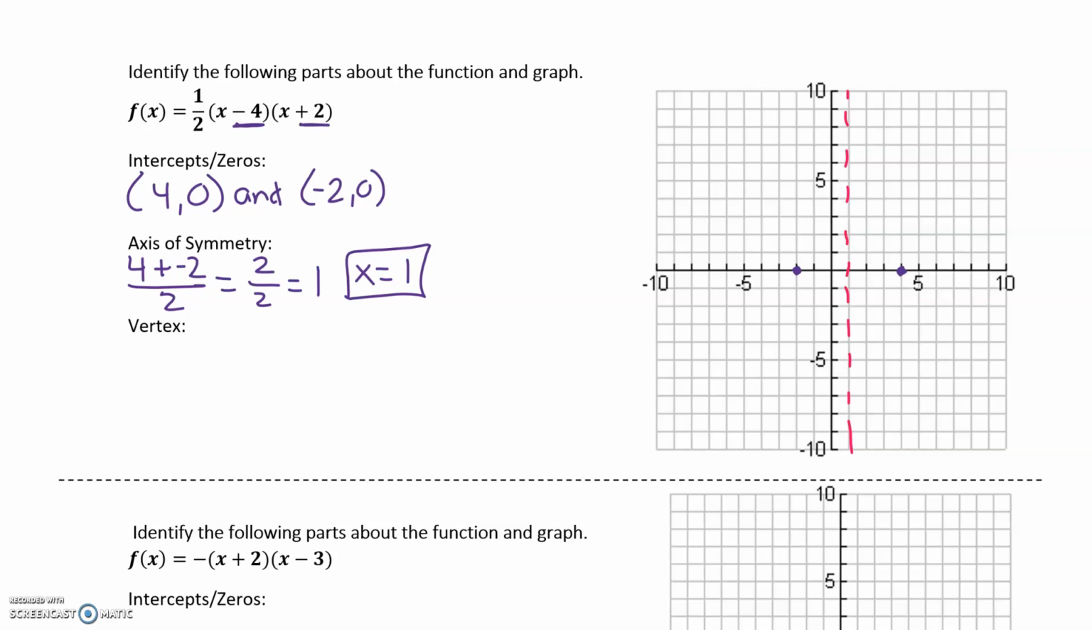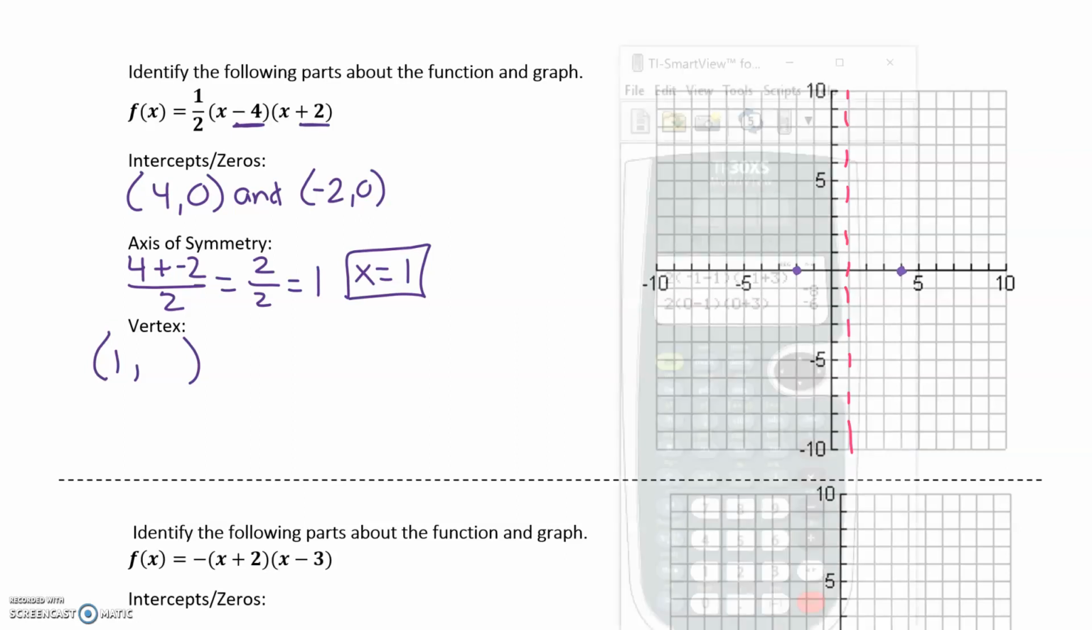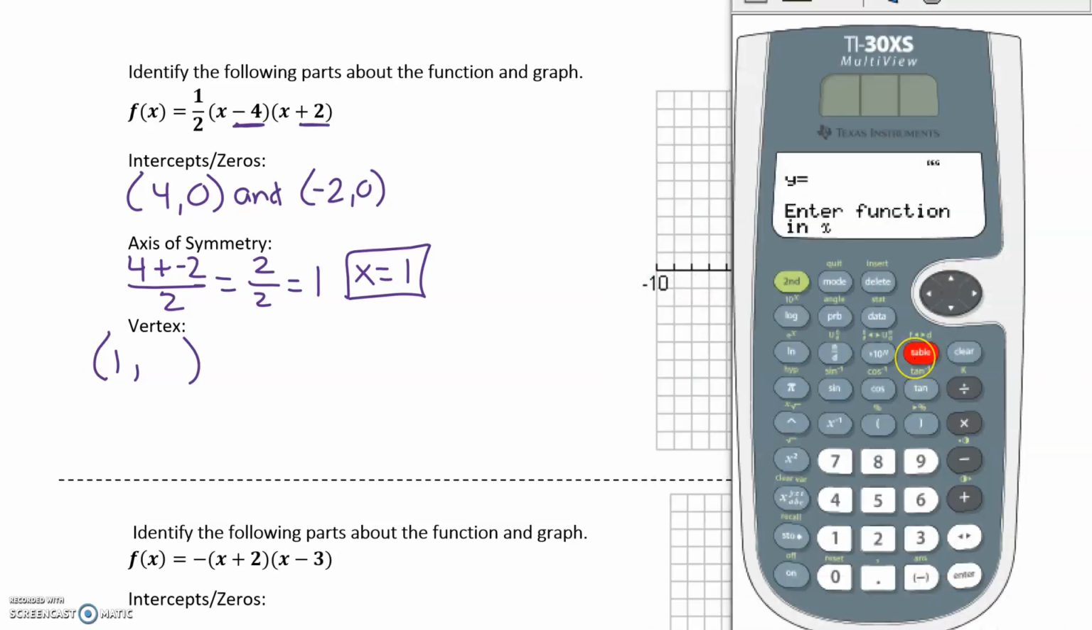When we come back over here to do our vertex, remember the x of our vertex is going to be the axis of symmetry. Okay, this time I'm going to take my calculator and use the table feature for those of you who are more comfortable with the table. So I'm going to type the function in. I'm going to use 0.5 instead of 1/2. Then I've got x minus 4 times x plus 2.